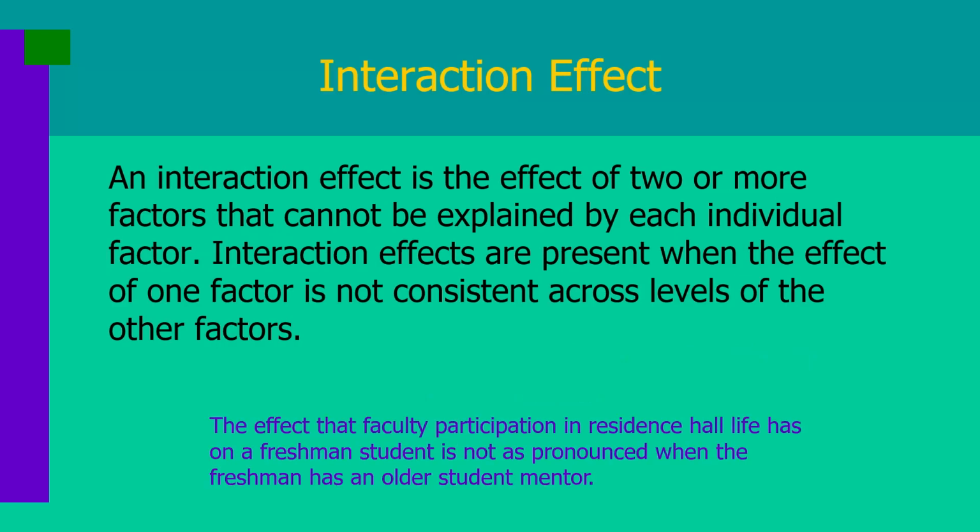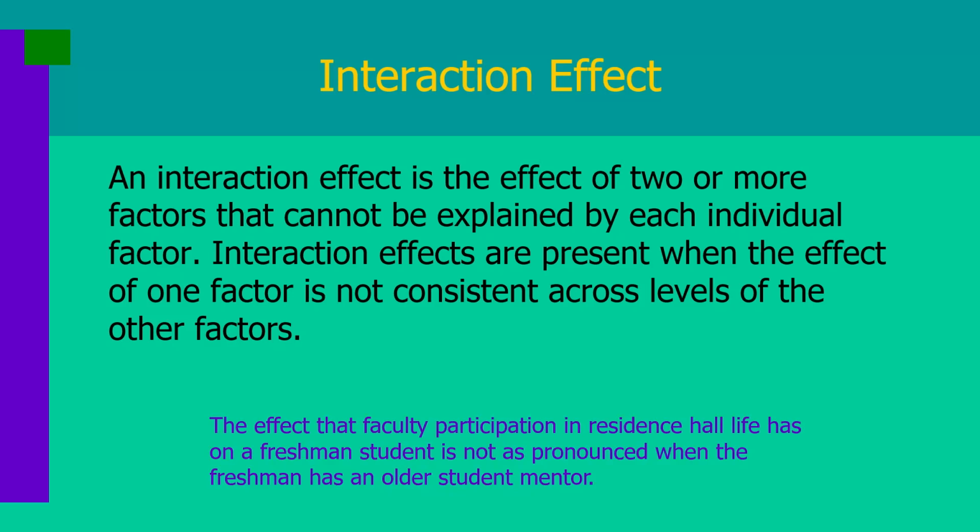An interaction effect is the effect of two or more factors that cannot be explained by each individual factor. Interaction effects are present when the effect of one factor is not consistent across levels of the other factor. For example, perhaps the effect that faculty participation in residence hall life has on a freshman student is not as pronounced when the freshman has an older student mentor. In that case, these two explanatory variables are interacting with each other in terms of their effect or influence on the quantitative response variable, the feelings of inclusion.